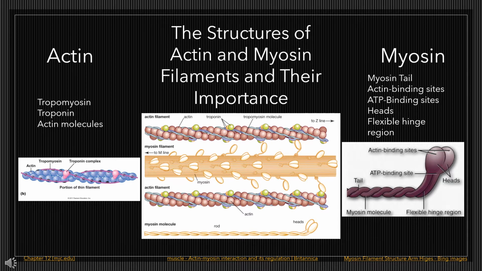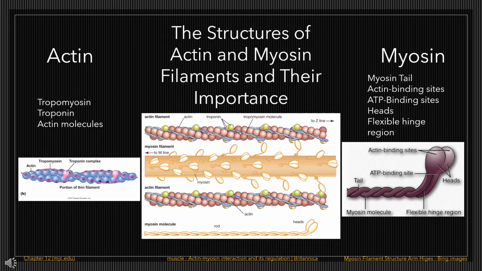The structures of actin and myosin filaments and their importance. On this slide here, we have the structures of actin and myosin filaments and their important roles in the cross-bridge cycle. Looking to the left of the slide, we see the thin filament actin. Now we can break down actin and what makes it so important.